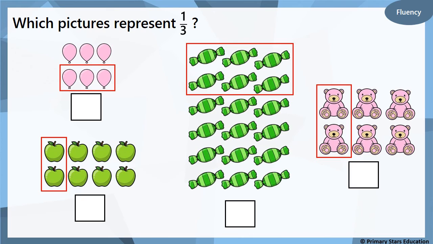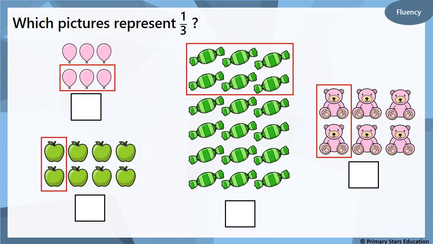The next one is a picture of some sweets. I can see a group of 6 has been circled. If I circle another group of 6 and another group of 6, I've got 3 equal groups of 6, which is the same as 18. And a third of it has been circled.